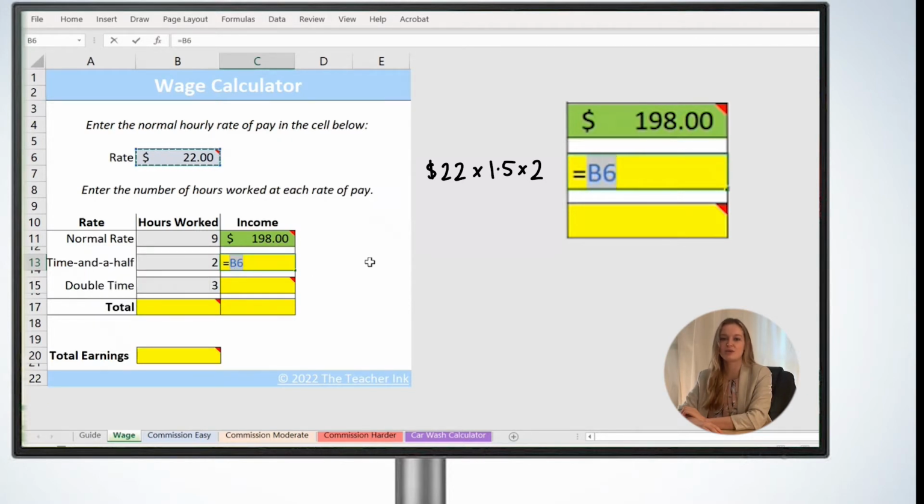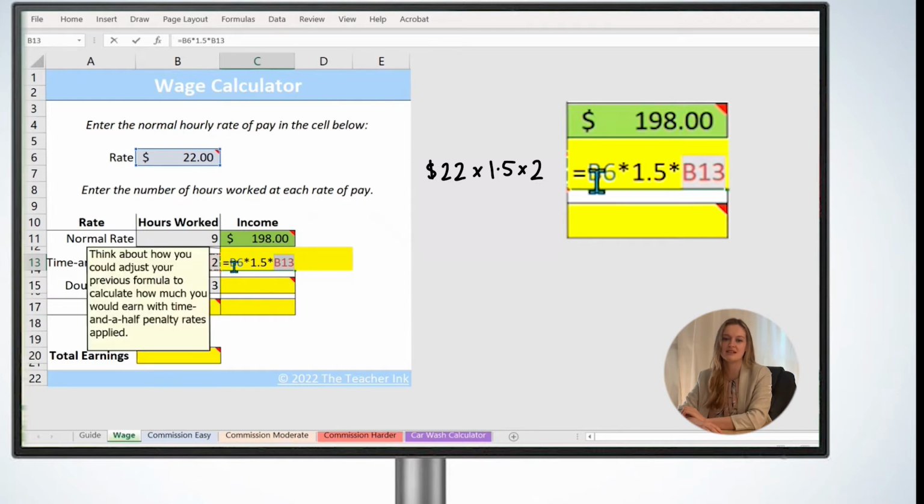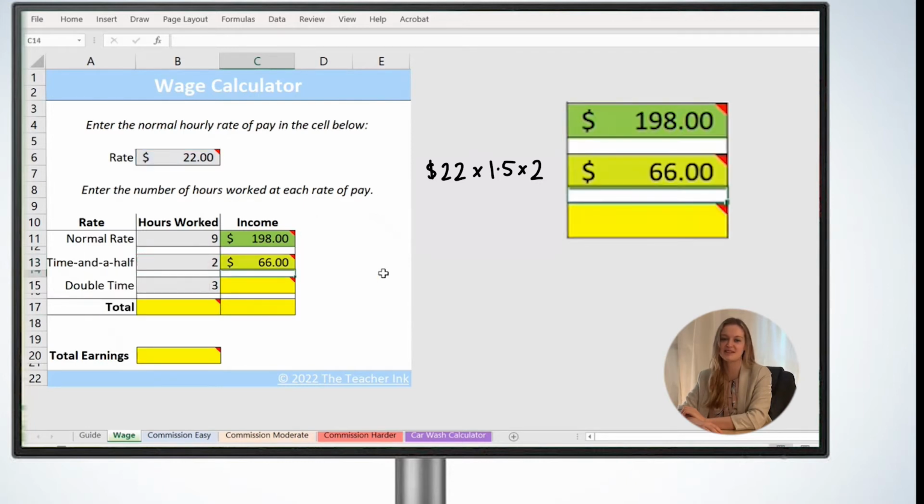Next, to multiply, we use the asterisk and we'll multiply by 1.5. This number will be typed in because it will always stay the same. Finally, multiply that by cell B13, the number of hours worked at that penalty rate. Hit Enter and bam, our next formula is complete.